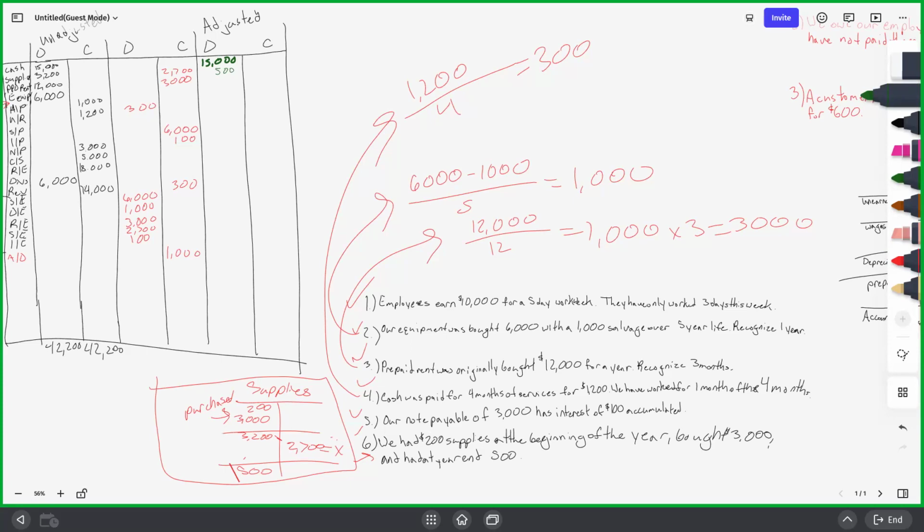So prepaid rent, is that sticking at 12,000 or is that changing? Changing. What's it changing to? 9,000. Perfect. All right. Start filling this out. Make your financial statements, your closing entries, and your balance sheet. We'll reconvene at 3:40.